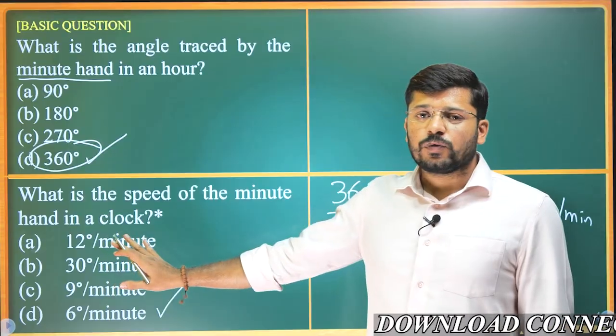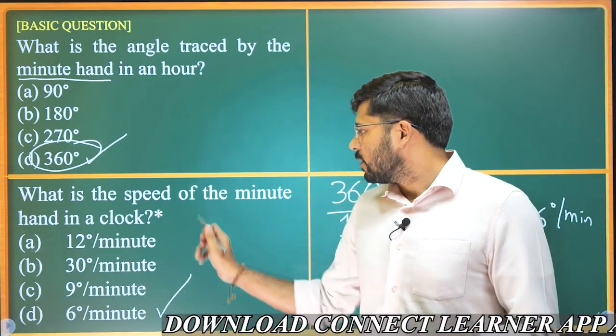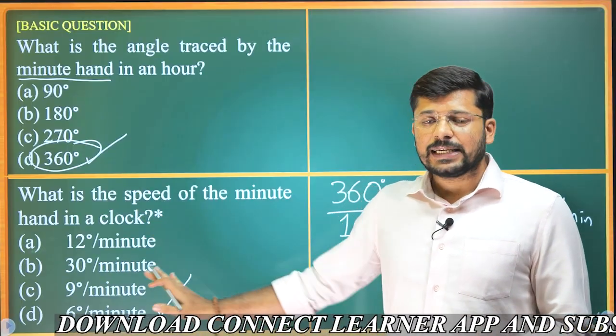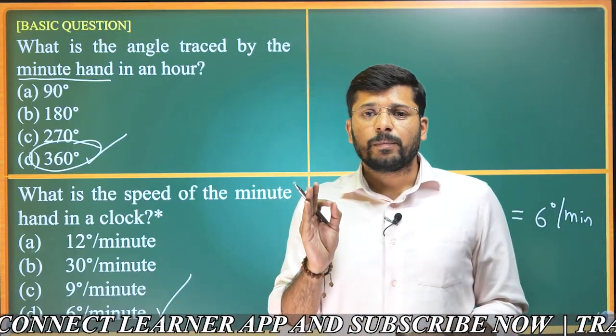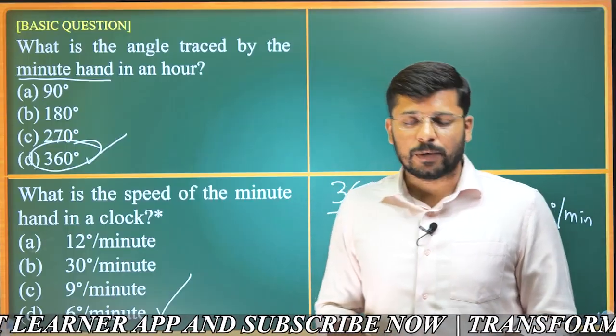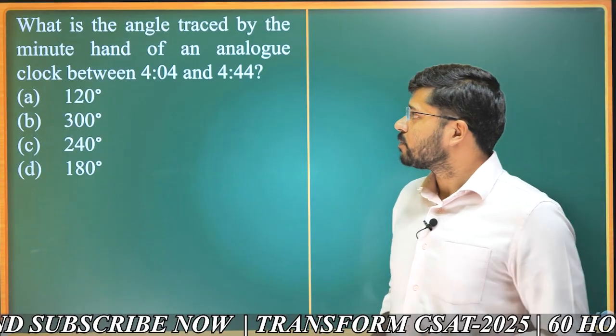And also make a note of this. It is a constant that we might want to make use of in the future. The speed of the minute hand is how much? 6 degrees per minute. Just make a note of it and memorize it. What is the speed of a minute hand? It is 6 degrees per minute. Okay, let us go to an application level based on this concept.